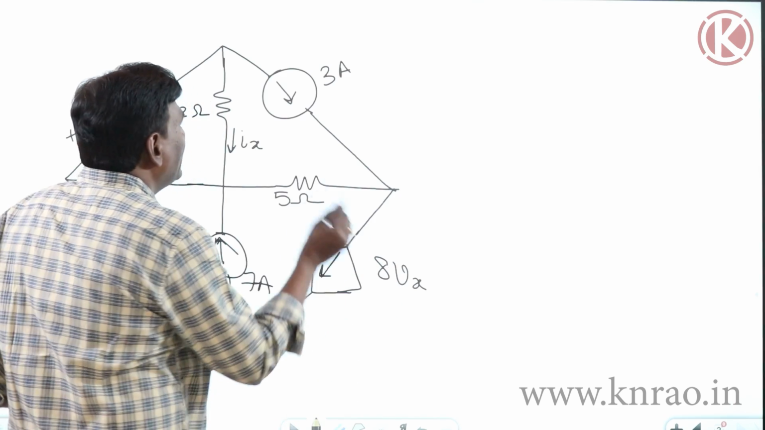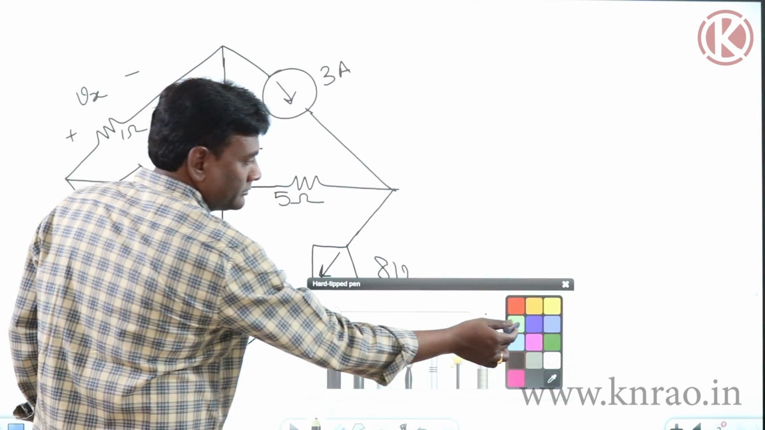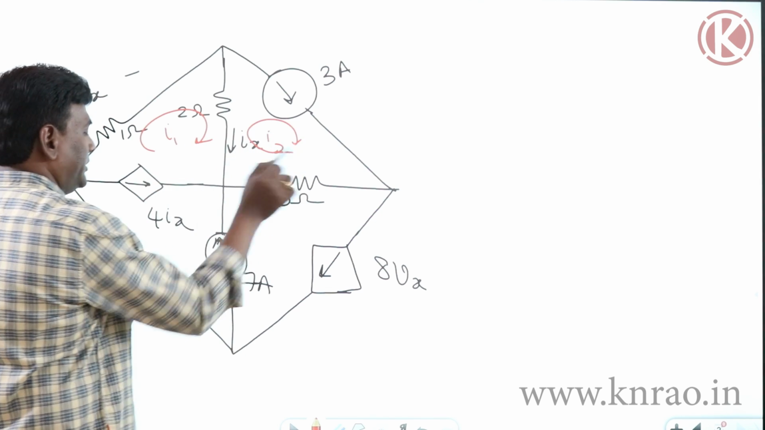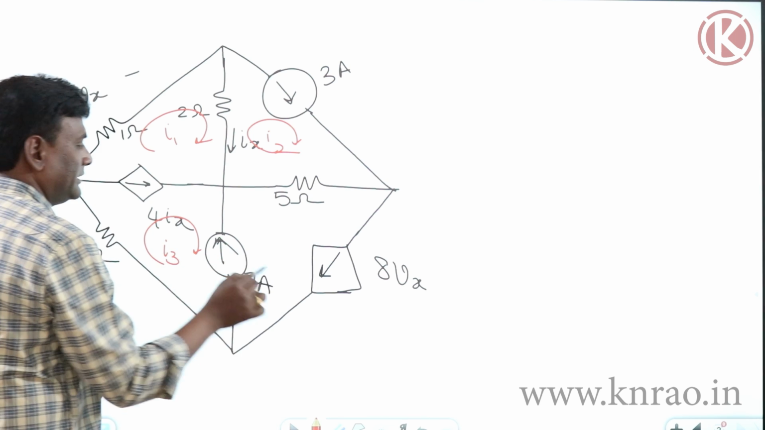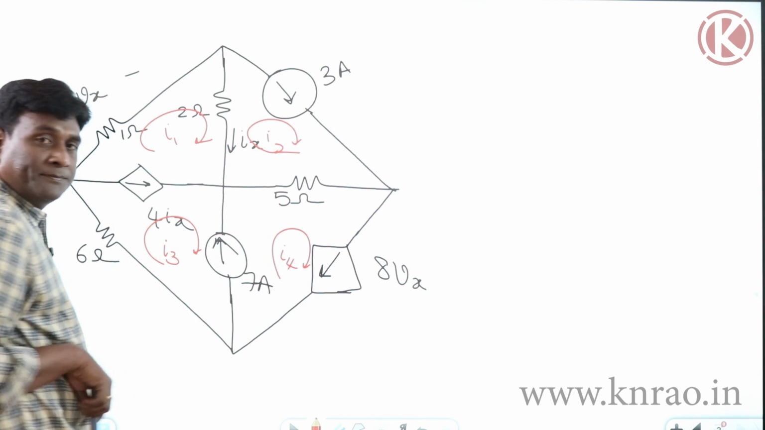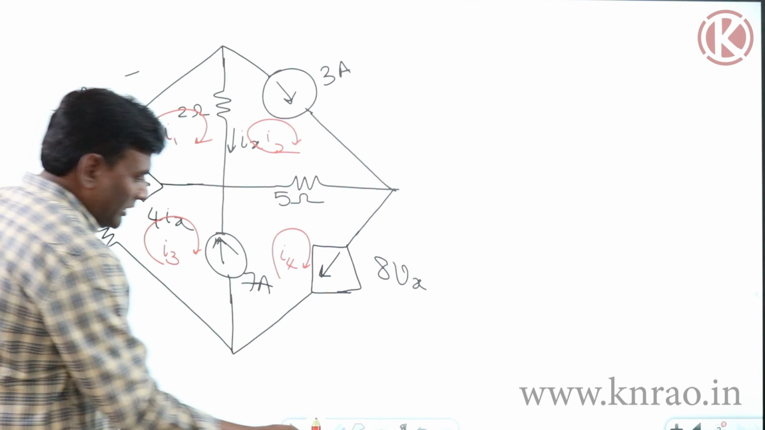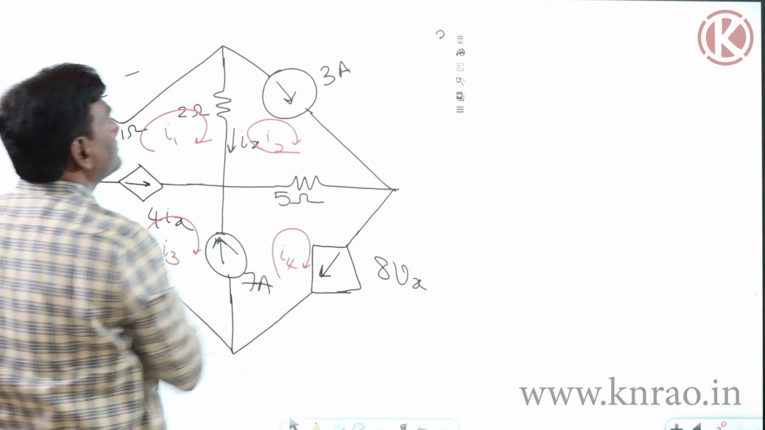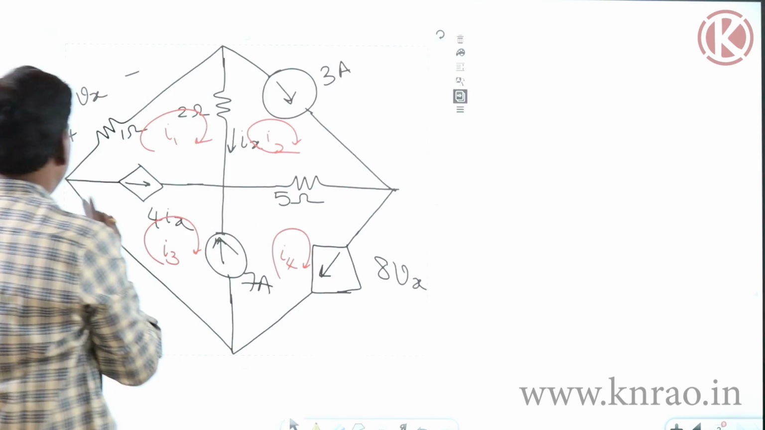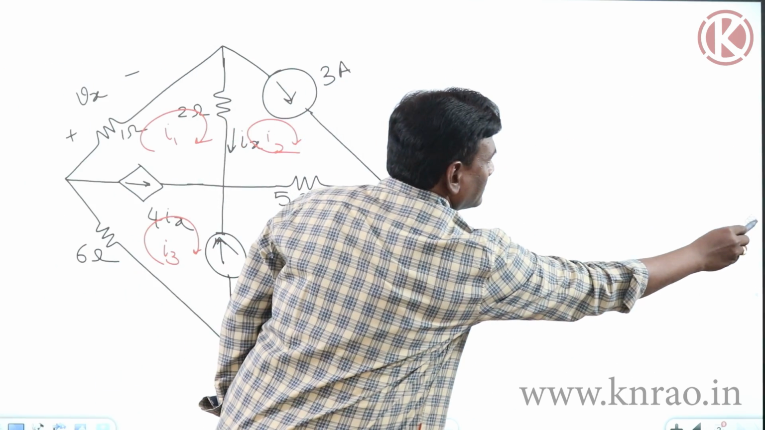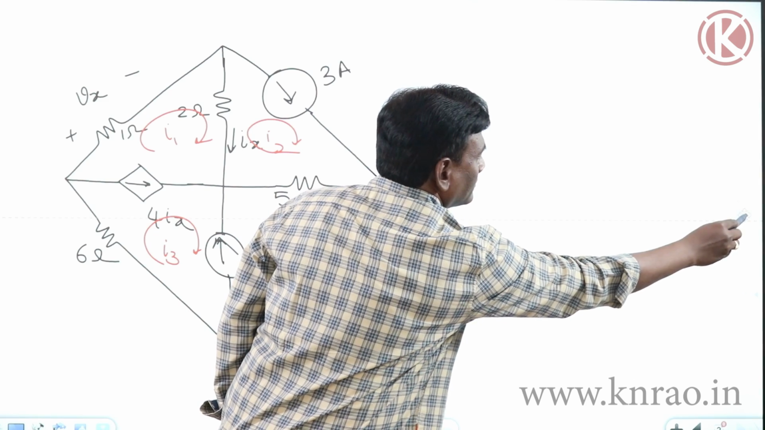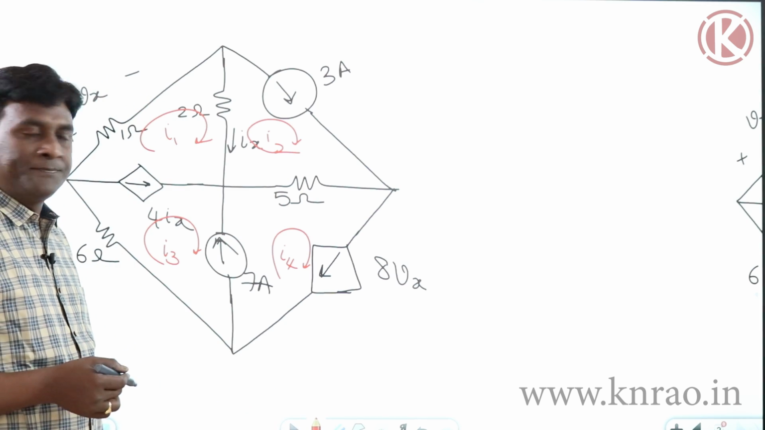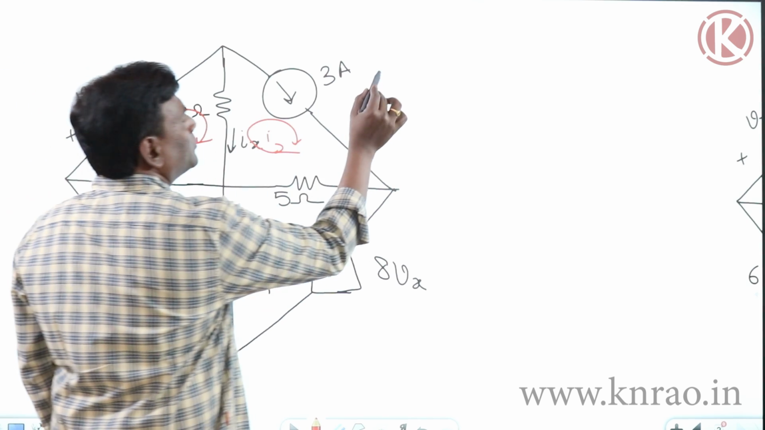For example, let us think of I1, I2, I3, I4. Okay, now what will happen? For future reference, let me have the copy of it. Yes. Now let me write the equations.